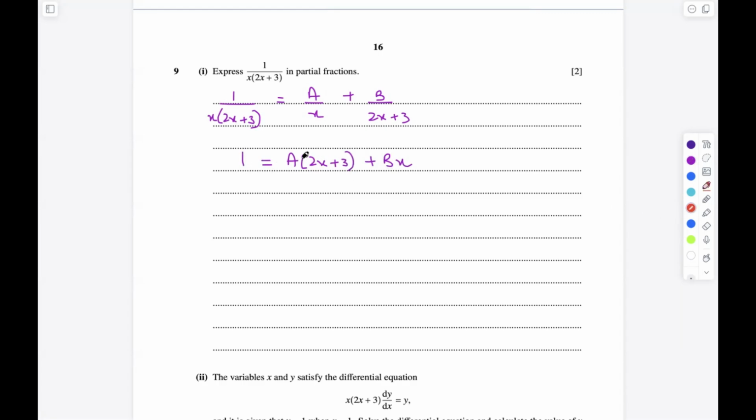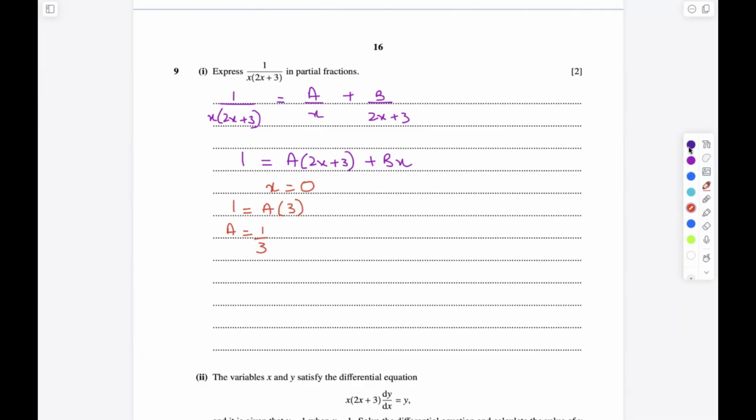Now, a simple way of finding the value of a and b is we can make either of the terms 0. So initially taking x equals 0, the bx term will become 0. We'll get 1 is equal to a into 0 plus 3, which is 3. So a will be equal to 1 upon 3.